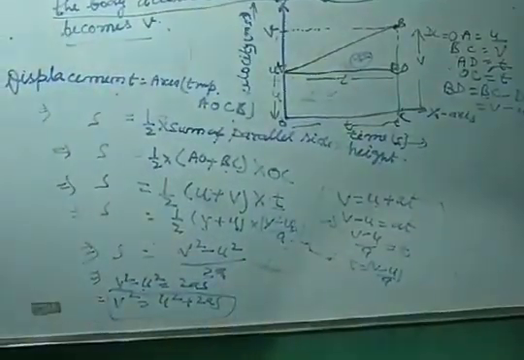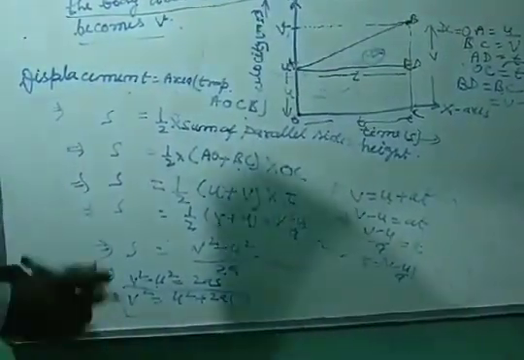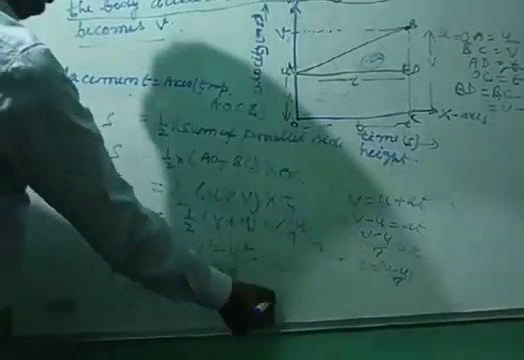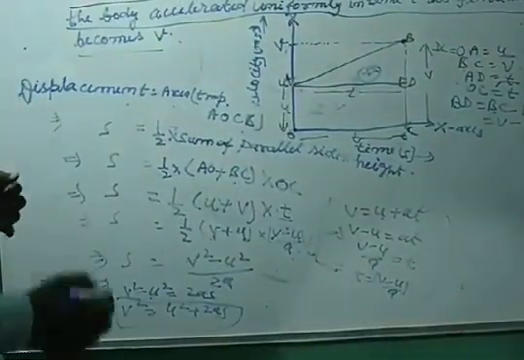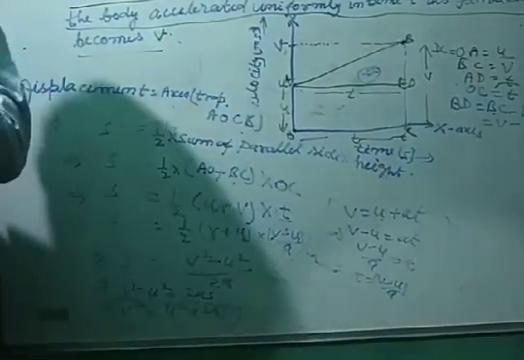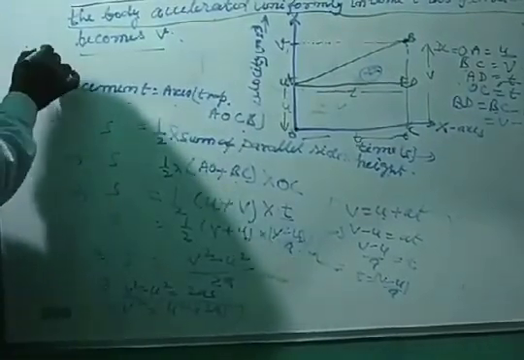Here we derived all three equations of motion graphically. They can also be derived by an alternative method, mathematically. So we can derive these equations of motion in an alternate way.